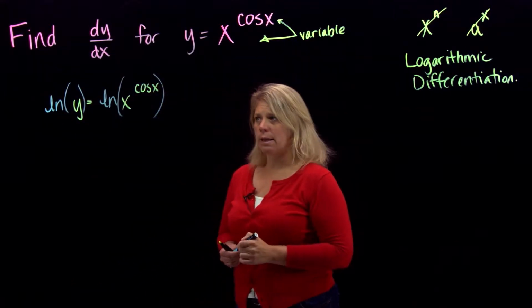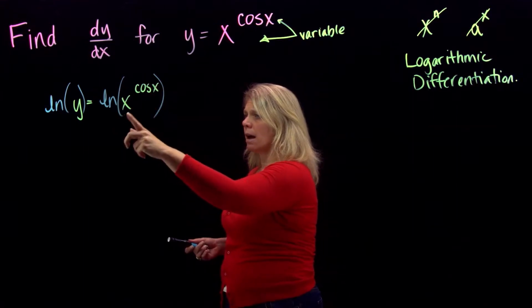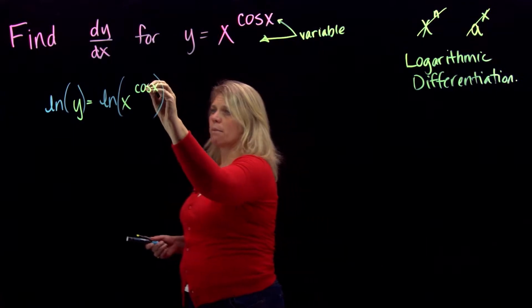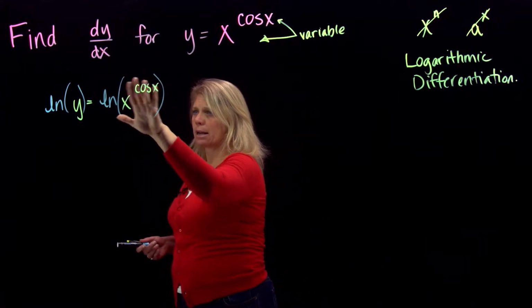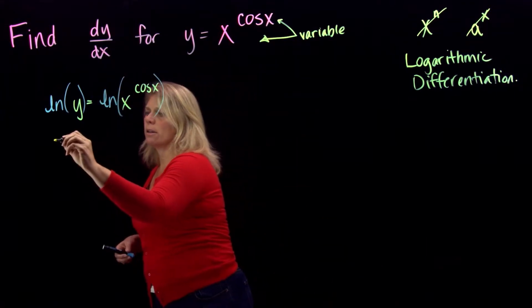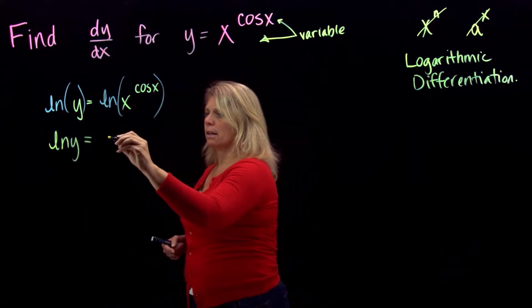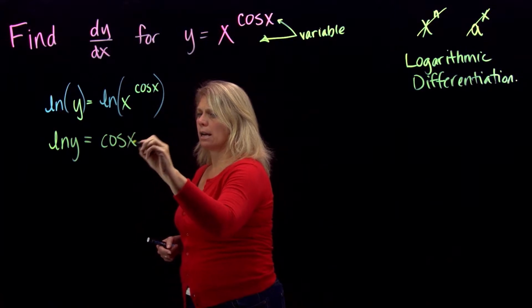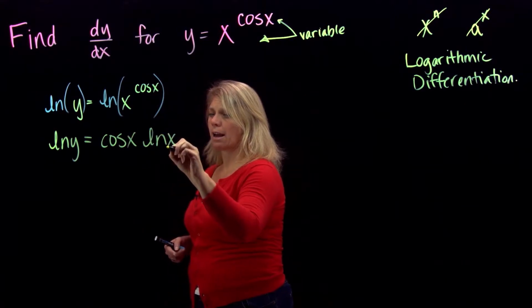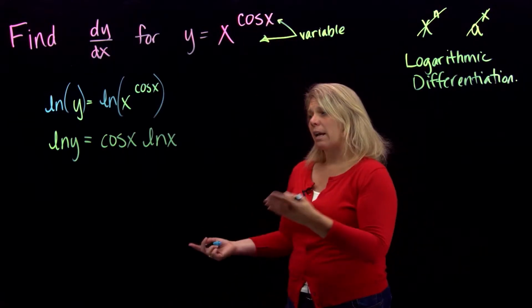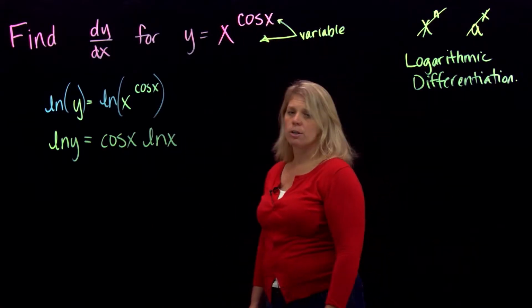The whole point of doing that is that I can then use a property of logarithms on the side that has a variable to a variable power. You can use that property of logarithms that allows you to bring that exponent out front. So the left side of the equation is still ln y, but the right side of the equation, you'll have cosine x times natural log of x. So I no longer have variable to a variable power. So I can now just use my ordinary differentiation rules.